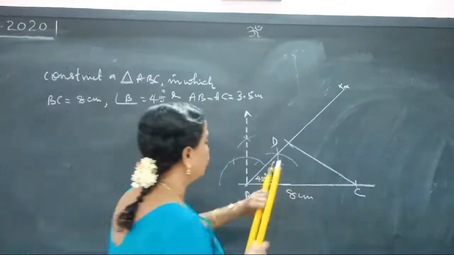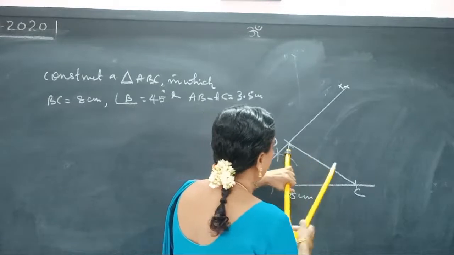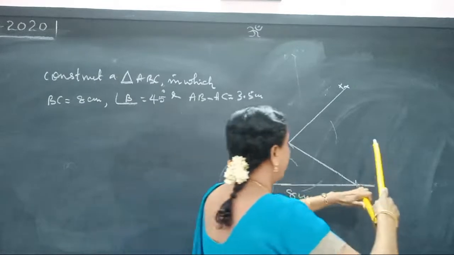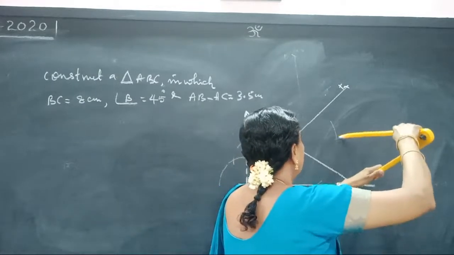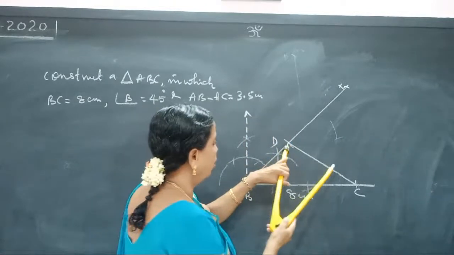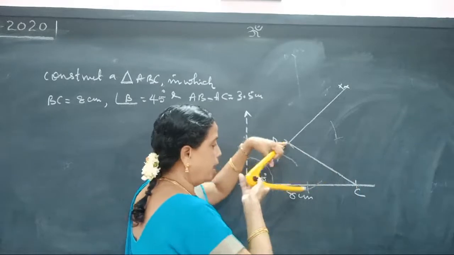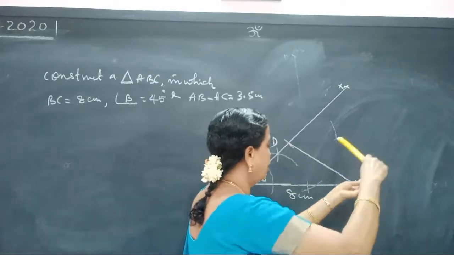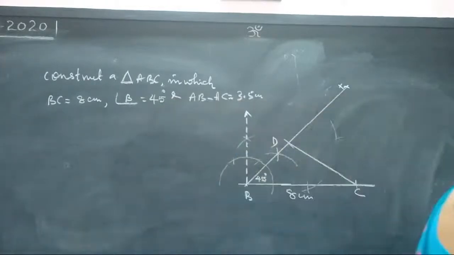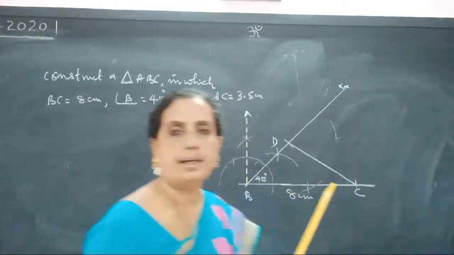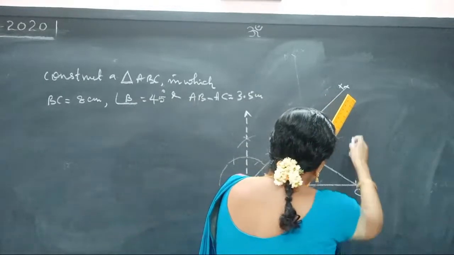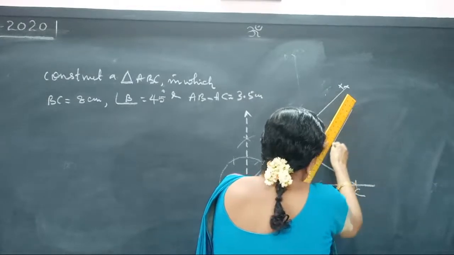Next, you have to construct the perpendicular bisector to DC. How? Taking more than half, put arcs on both sides, cutting off with the same radius as the former arc. Is it clear? Taking more than half, draw arcs on both sides, cutting the former arc. Now join those two intersected arcs.